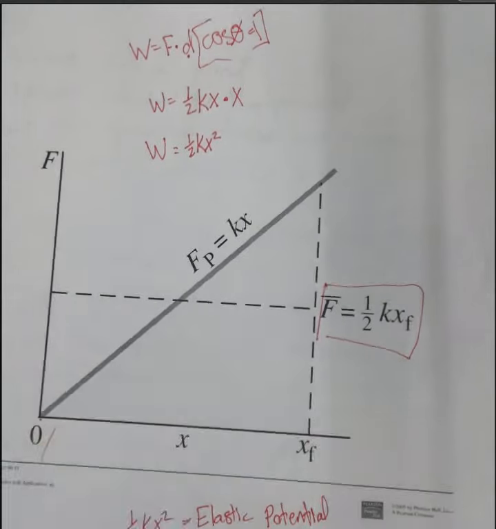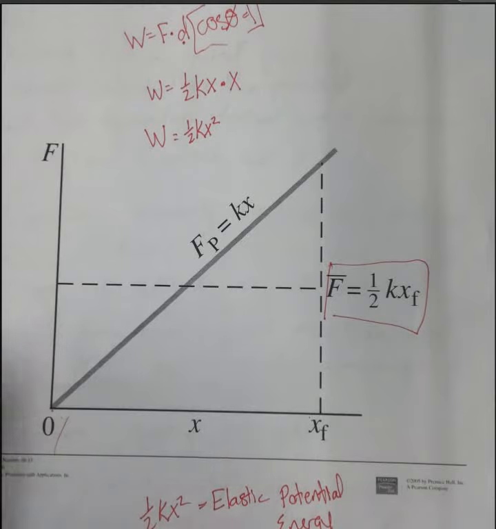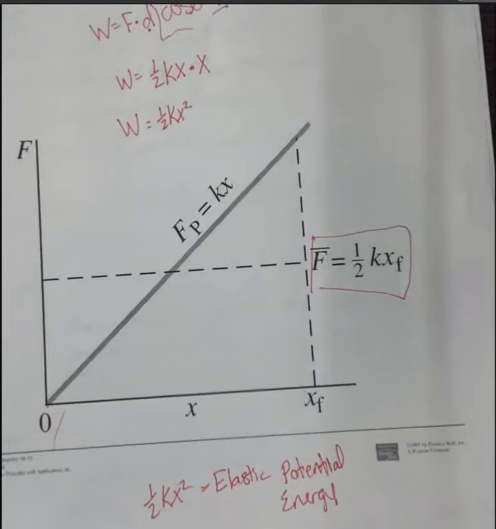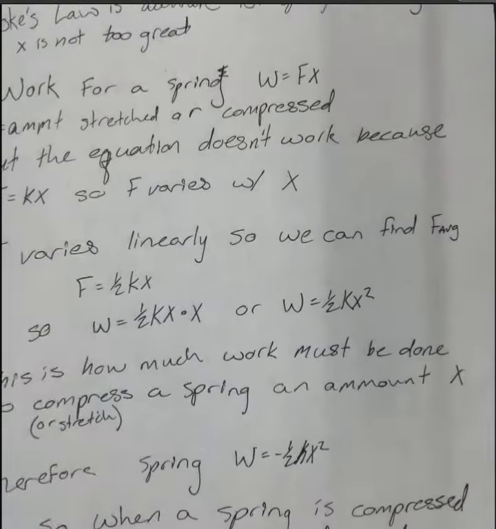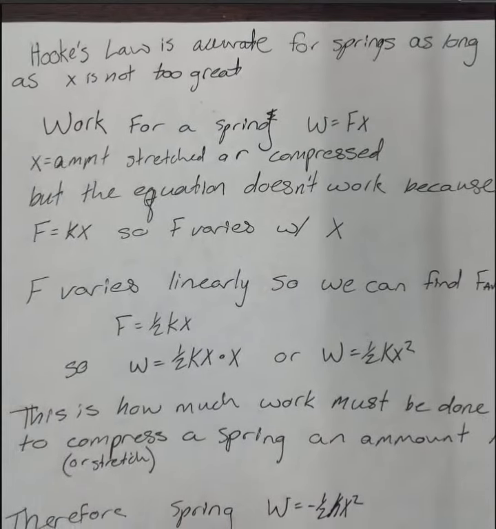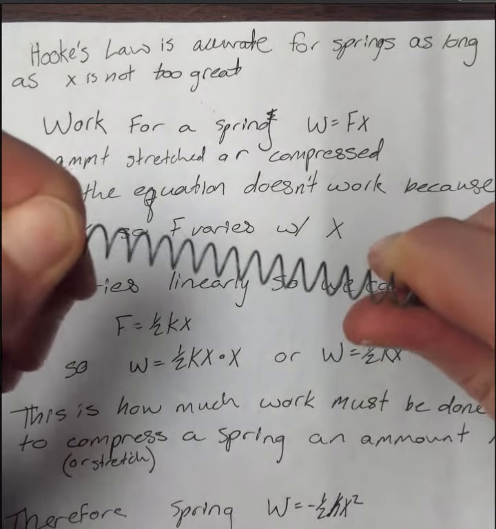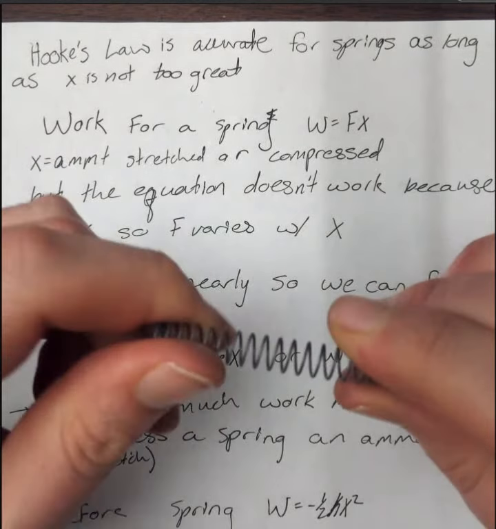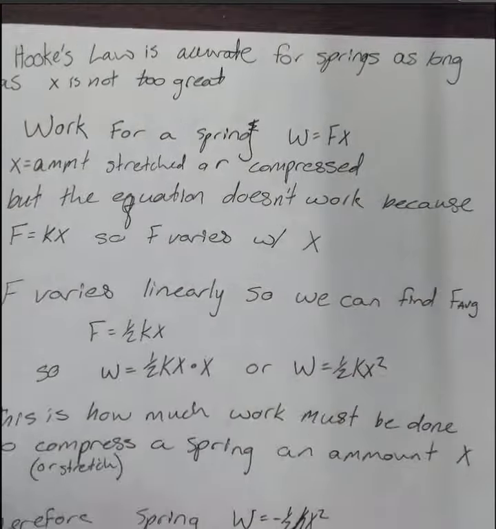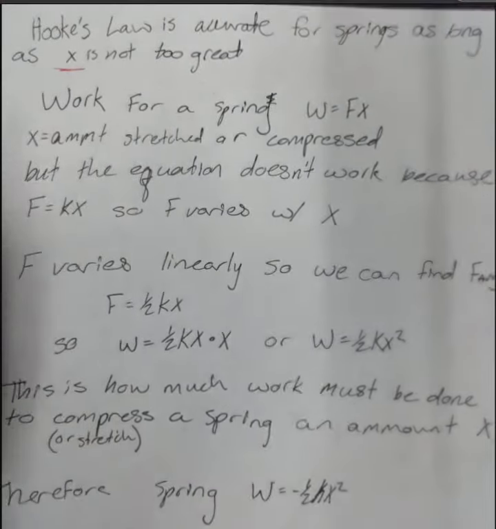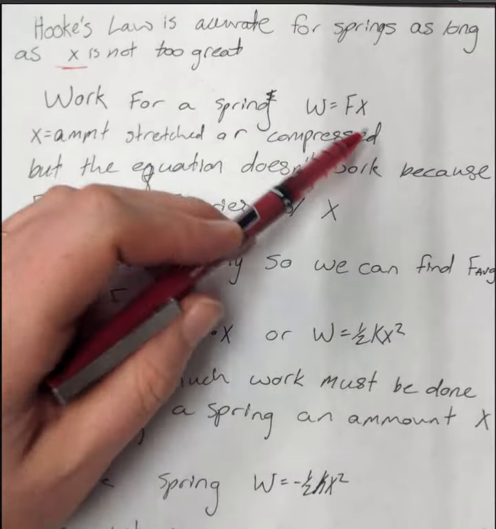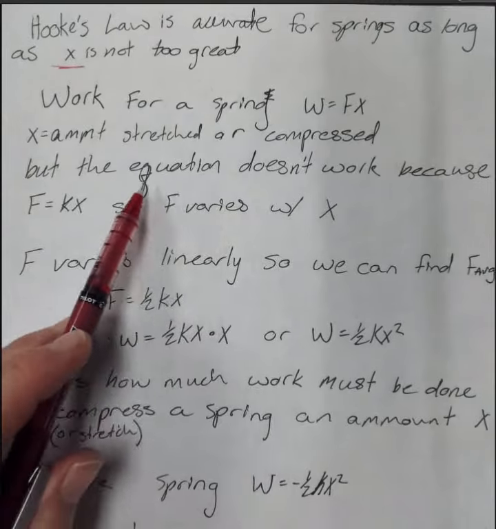And remember, the work done by the spring is negative the change in potential energy. The work done on the spring is going to be equal to the elastic potential energy. And the neat thing is that Hooke's law is going to be accurate for springs as long as x is not too great. You can ultimately stretch a spring so much that you manipulate its structure. You could see this with bent springs and springs that no longer will hold their own elasticity. So as long as x is not too great for the integrity of the material. The work for a spring will always equal Fx. x is the amount stretched or compressed.